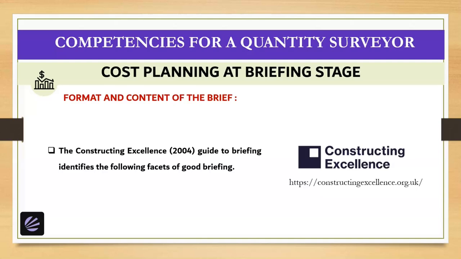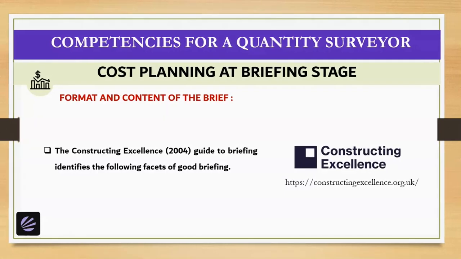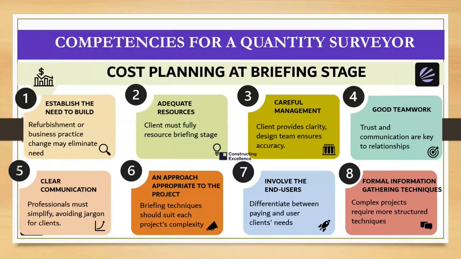Also, to make a brief, there is a guidance by the Constructing Excellence 2004. Let's look at the contents of the brief. So first is to establish the need to build. Maybe you can choose refurbishment or a business practice which may even eliminate the need for building.